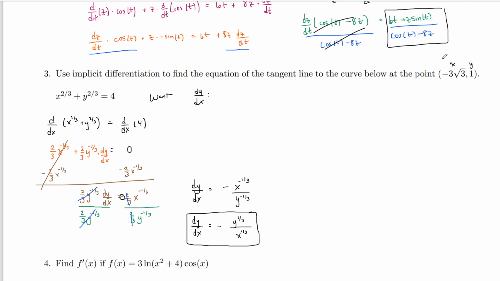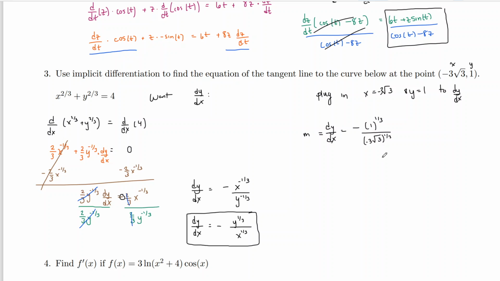Now that's not all that we want. Of course, we want the derivative at this point. So we still have to plug in to get the slope. Plug in x equals negative 3 times the square root of 3, and y equals 1 to dy over dx. And you can see from the formula here why we need both x and y. So we get dy over dx, which will be the slope of our tangent line, negative y to the 1/3. We'll have 1 to the 1/3 over x, which is negative 3 square root of 3 to the 1/3.